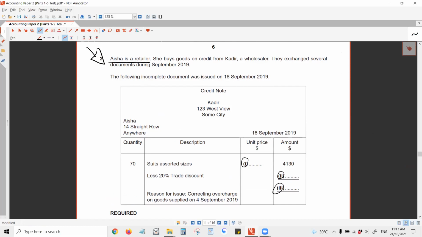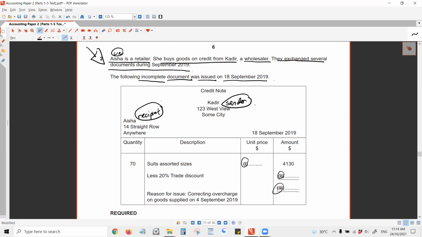Aisha is a retailer. She buys goods on credit from Cardew wholesaler. Who are we? We must be Aisha. They exchanged several documents during September 2019. That means a lot has been going on between them in September. The following incomplete document was issued on this day. Sender of a document is always in the middle on top. The name on the left-hand side is always the recipient.